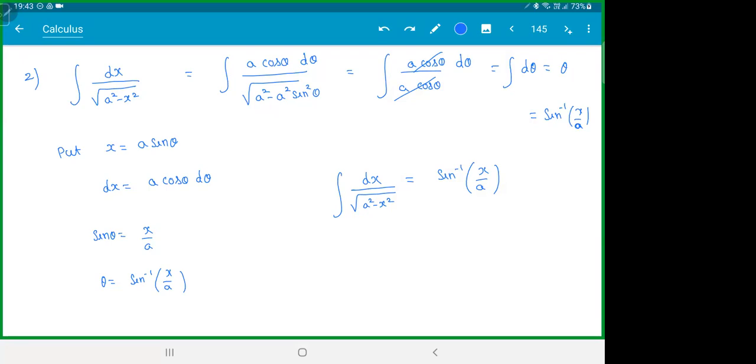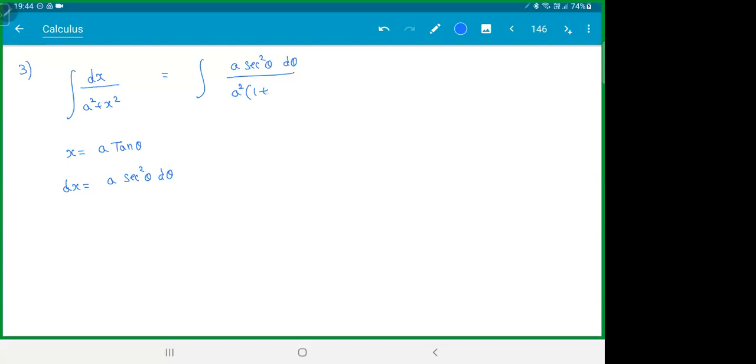Please check. Any doubts on this? Clear? The last one, dx by a square plus x square. Here put x is equal to a tan theta. This gives dx as a sec square theta d theta. So this will become a sec square theta d theta by the denominator, a square into 1 plus tan square theta, which is nothing but sec square theta.